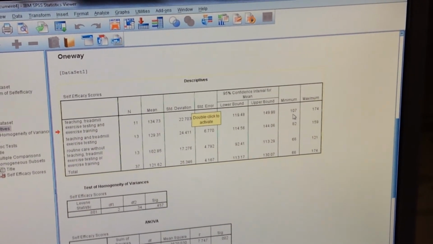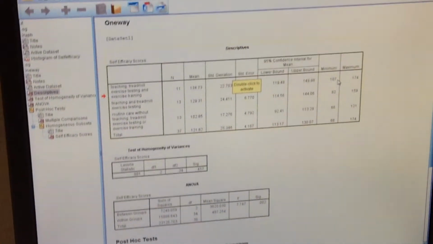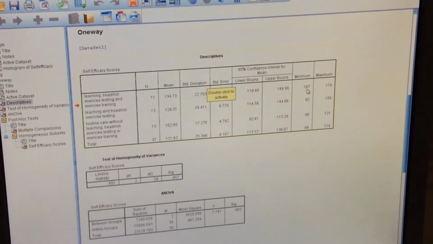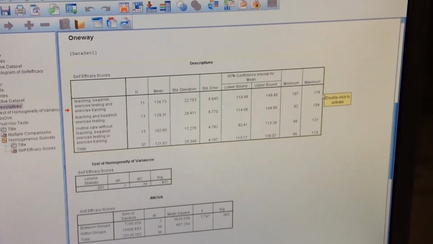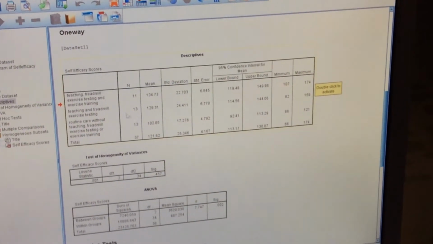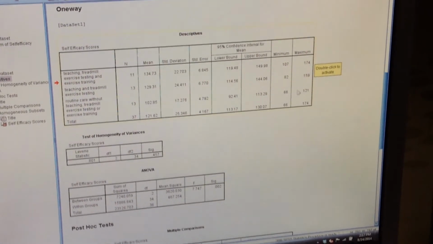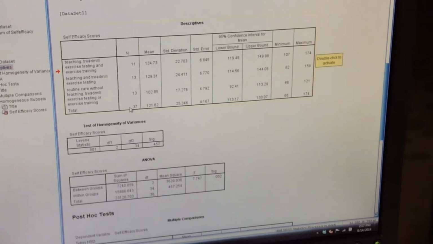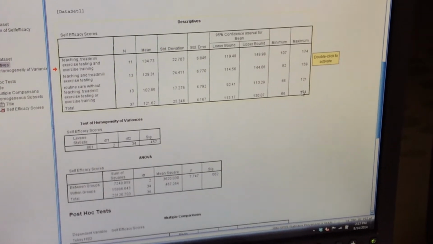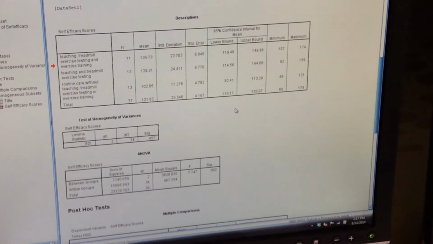And then something that's always cool to me is to look over and go, okay, this was the lowest self-efficacy score for this group. This was the highest self-efficacy score for this group. And then same thing for group 2 and for group 3. And then what's also really interesting is to look at the total. Okay, so that's our descriptives.